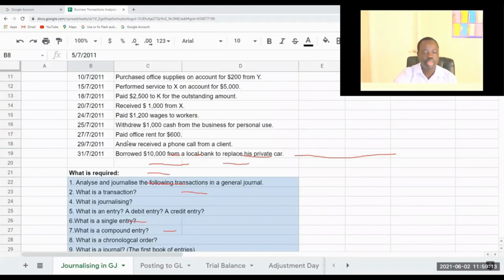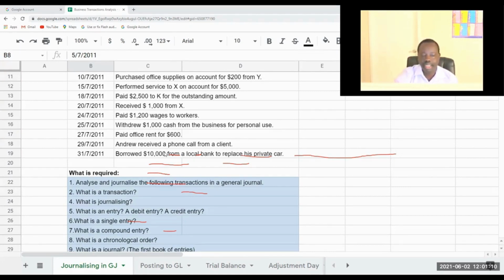Coming to the transactions which occurred on the 29th of July, Andrew received a phone call from a client. So what are we going to do with this? Accounting has so many concepts. This cannot be recorded. It is not affecting any account in the accounting equation. Can you identify an asset account here? Can you identify a liability account? Any equity account? No. And I'll explain some of the concepts to you in different videos.